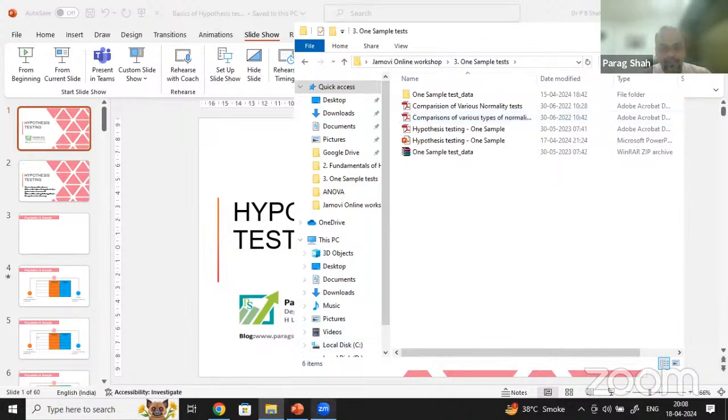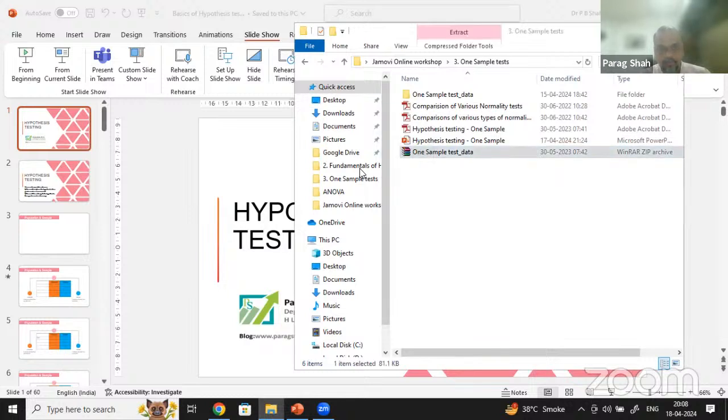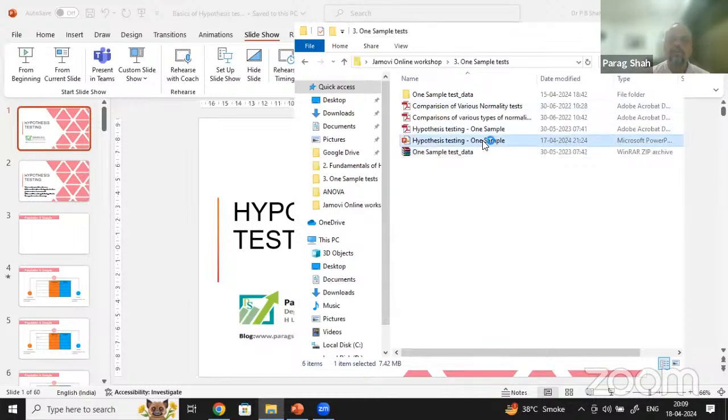I'm sending some data files over here in the chat box. If you want, you can download them and keep them with you. Or if you want to do it simultaneously, you can, but you have to do it with me. I've given a lot of data for practice also. I'll be explaining one or two, but the remaining data sets you can practice yourself. So let me start with the one sample test.